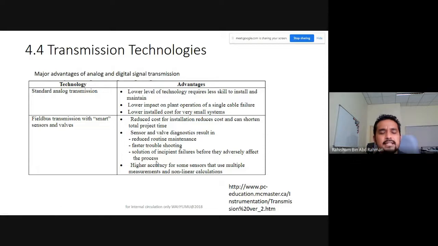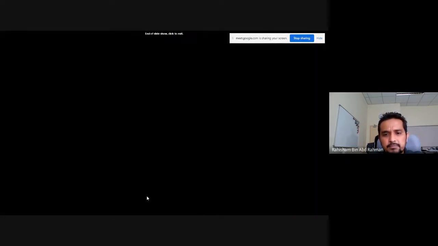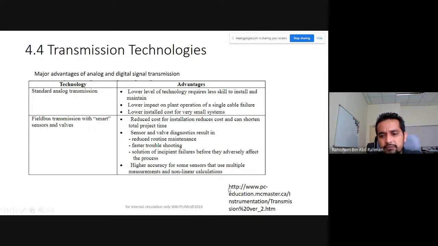This is just reading: the advantages and disadvantages of the current technology. These are the traditional analog, and these are the digital part of the recent technology. You can really see the difference in terms of the transmission. And for further info, you can actually read this website for additional knowledge.